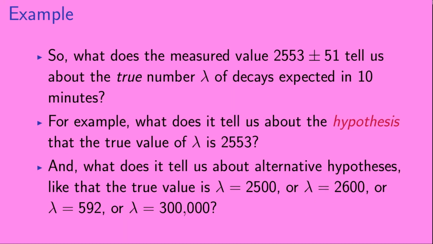So what does the measured value, 2553 plus or minus 51, tell us about the true number, lambda, of decays expected in 10 minutes? For example, what does it tell us about the hypothesis that the true value of lambda is 2553? And what does it tell us about alternative hypotheses, like that the true value of lambda is 2500, or that lambda is equal to 2600, or that lambda is equal to 592, or that lambda is equal to 300,000?